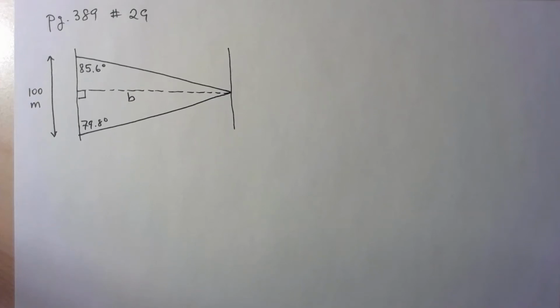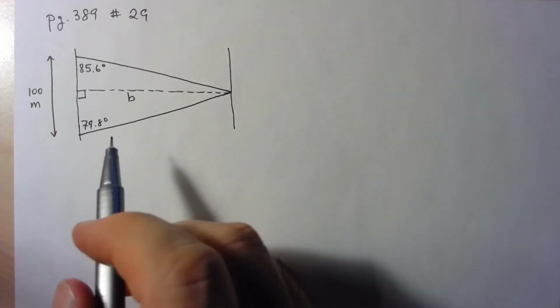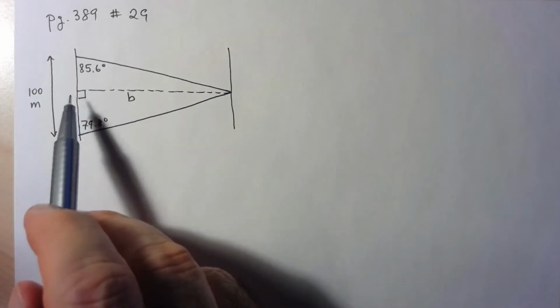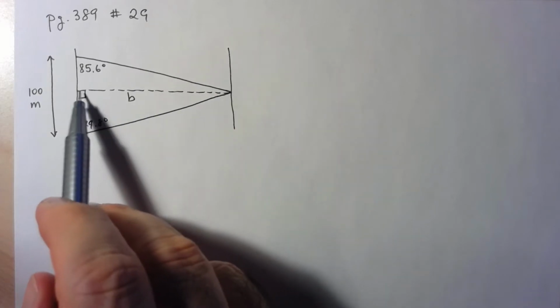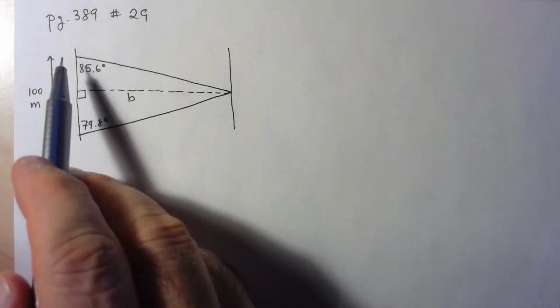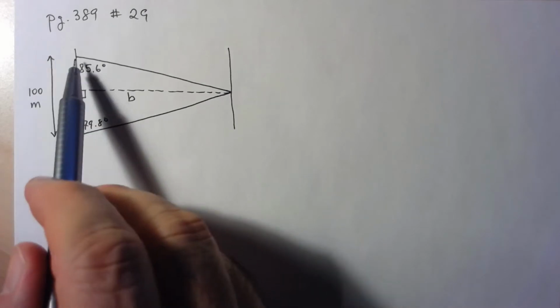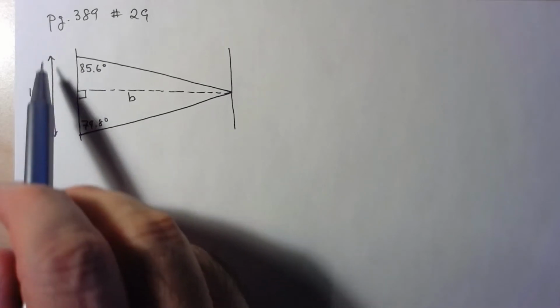Hi folks, we're going to take a look at page 389, number 29. Here what they are asking for is the width of this river, so that's represented by B, going straight across at a 90-degree angle to the shore. What they've done for us is create this triangle with these two angles on either side, and they've told us that the distance of this side here is 100 meters.